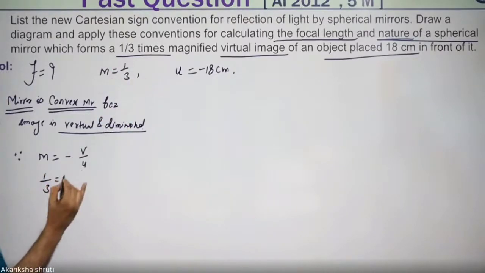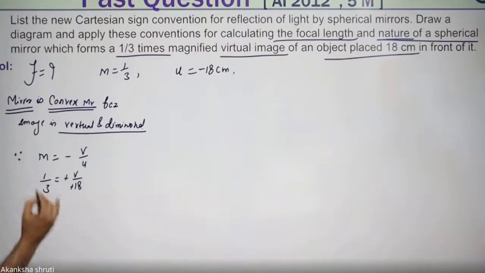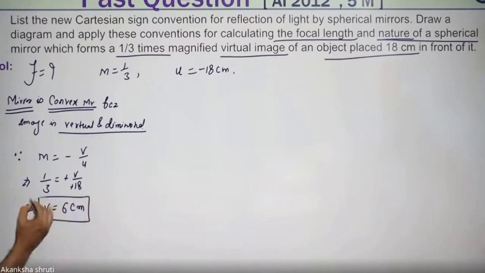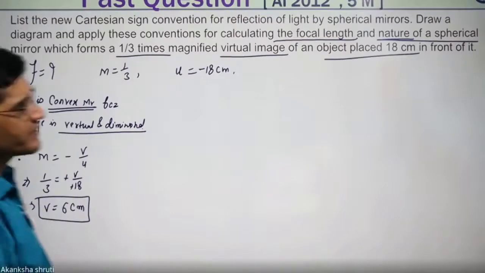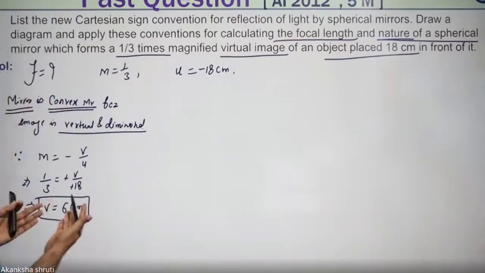1/3 is equal to minus v divided by minus 18. Minus minus can be cancelled. 18 will go here. It will come 6 times. So v is 6 centimeter. Students, here we are getting that v is positive, which means the image is formed on the right hand side and it is virtual.